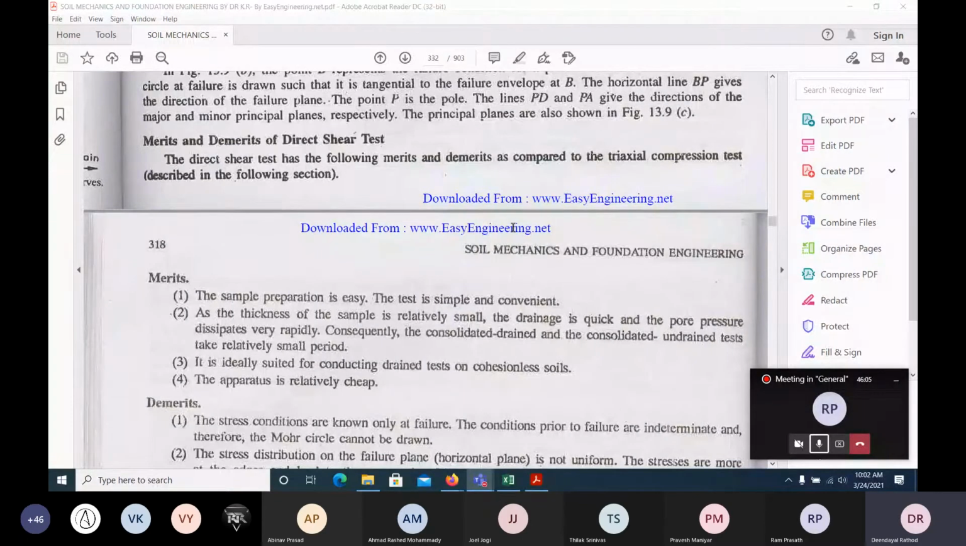This is very important. Okay, they will ask in the competitive exams. Generally, this direct shear test would be conducted for cohesionless soil, sandy soil. This is ideally suited for that. Then the apparatus would be relatively cheap compared to the triaxial test.